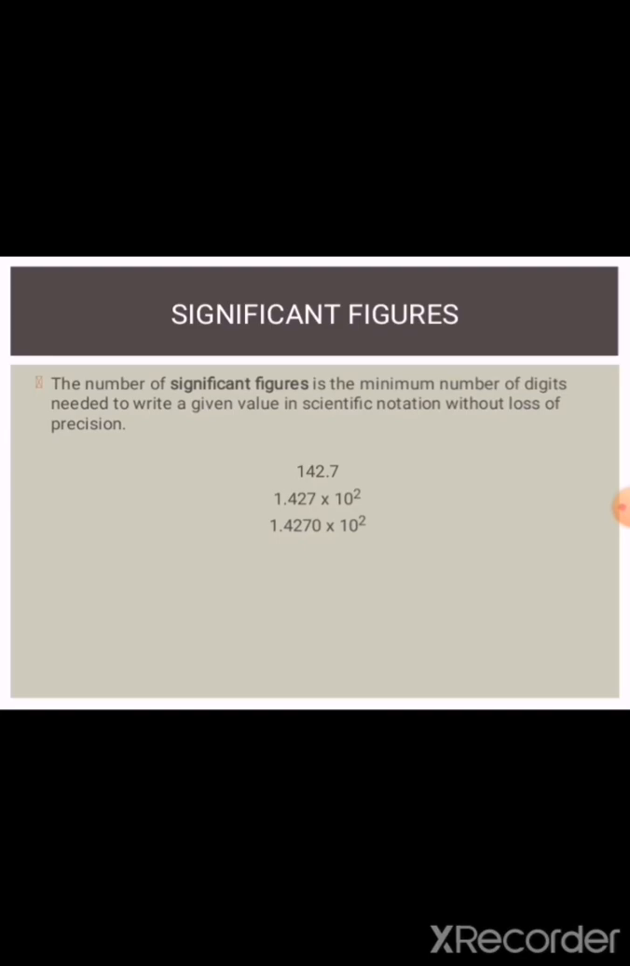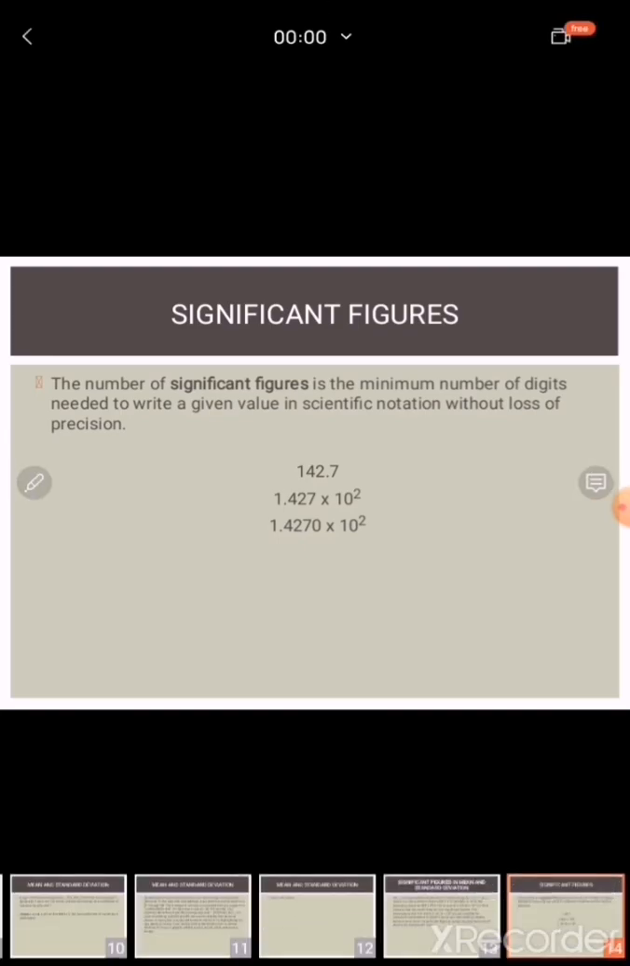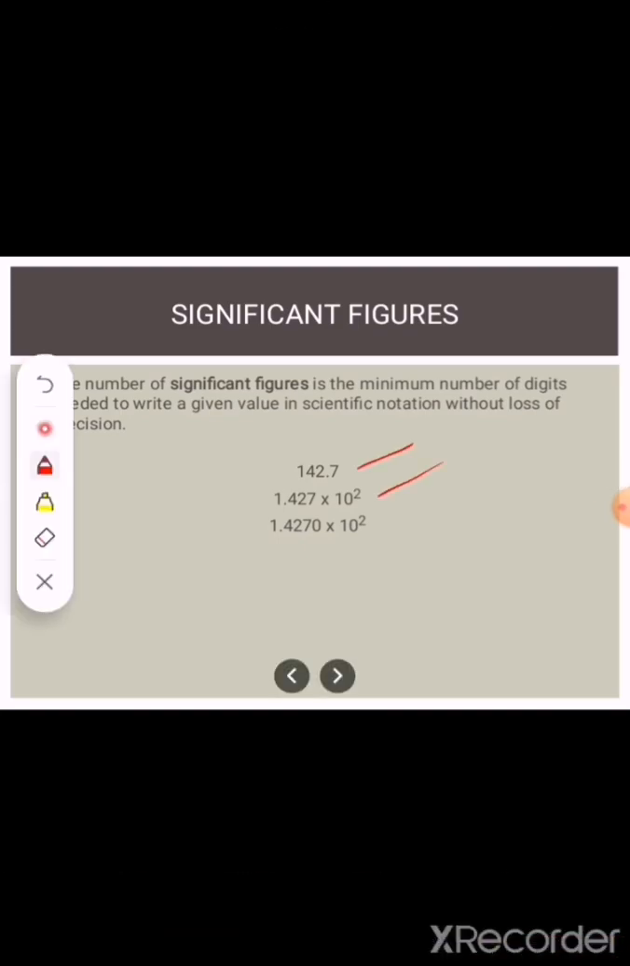Okay, so just a recap for the significant figures. Significant figures is the minimum number of digits needed to write a given value in scientific notation without loss of precision. So for example, you only have 4 significant figures. You can write either this way or this way, pero kung kailangan natin is 5 significant figures, we can use this one. Okay? Ito 5 significant, itong dalawa ay 4 significant figures. We can also use naman here 1.4270. Ay, mali.